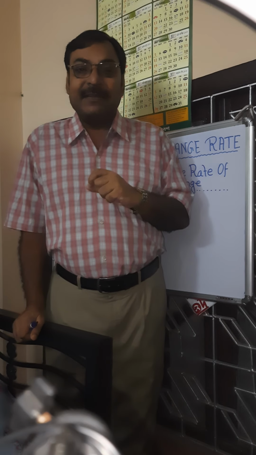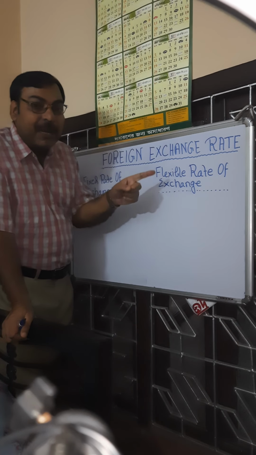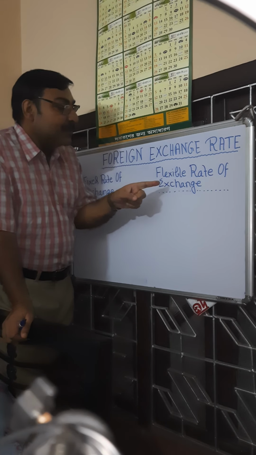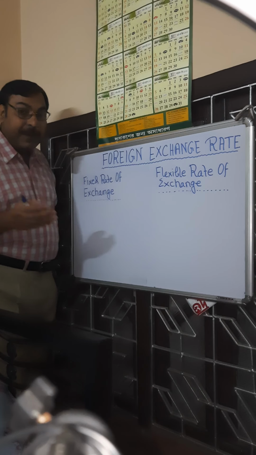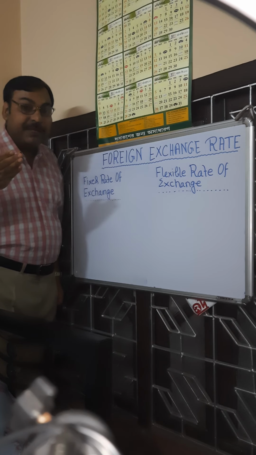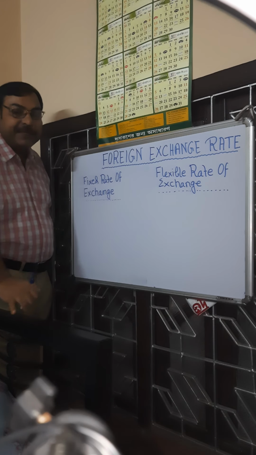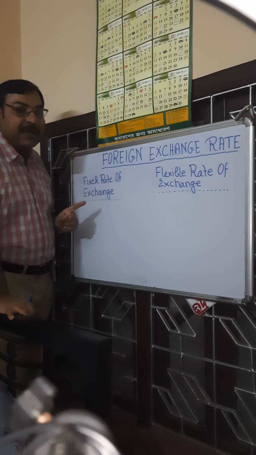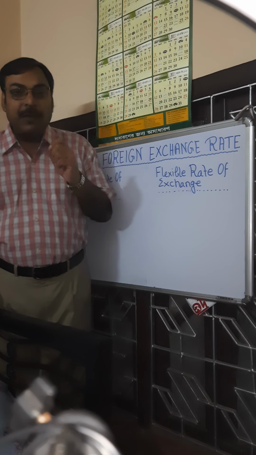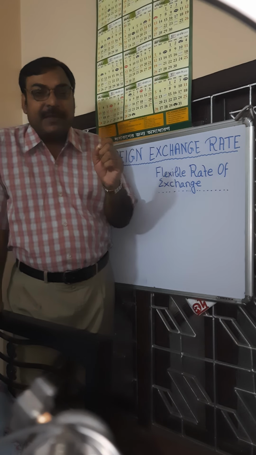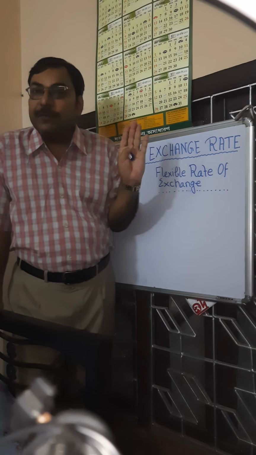This exchange rate may be determined by market mechanism. If it is determined by market mechanism, we say it is flexible rate of exchange. And if it is determined by the central government or the planning authority, not depending on market mechanism, it is called fixed rate of exchange. First, we will consider how fixed rate of exchange is determined. Fixed rate of exchange is determined generally on the basis of gold standard.